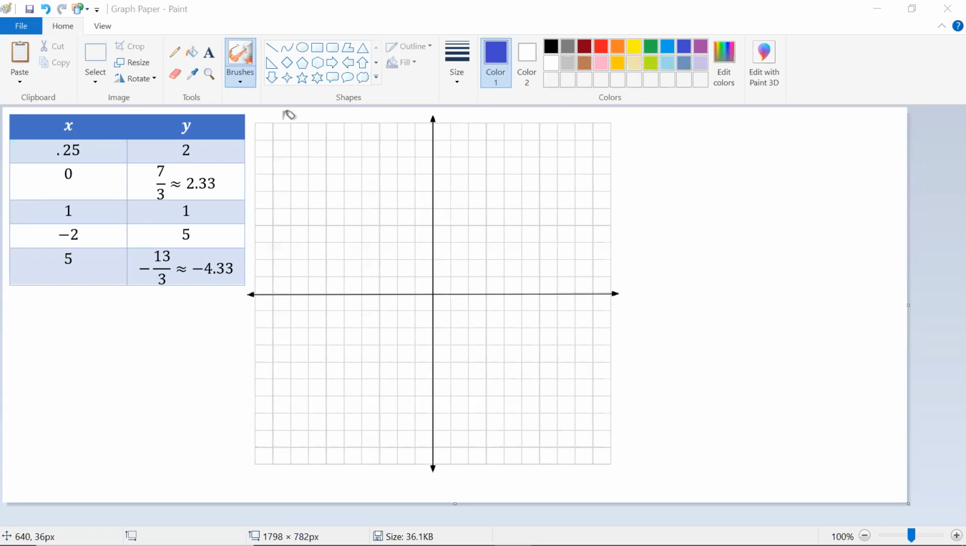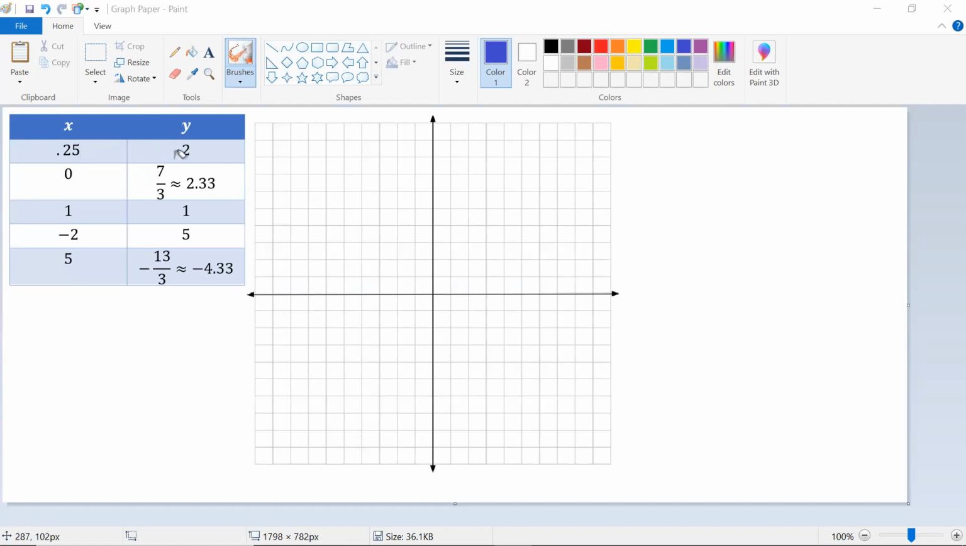So here we have our 5 points: (0.25, 2), (0, 2.33) roughly, (1, 1), (-2, 5), and (5, -4.33) roughly. Sometimes it's not as fun when we graph with these decimals. These aren't too bad, but sometimes it's not as fun graphing with decimals in your x and y values, because we usually assume these grid lines are in increments of 1, but that's what we'll do.